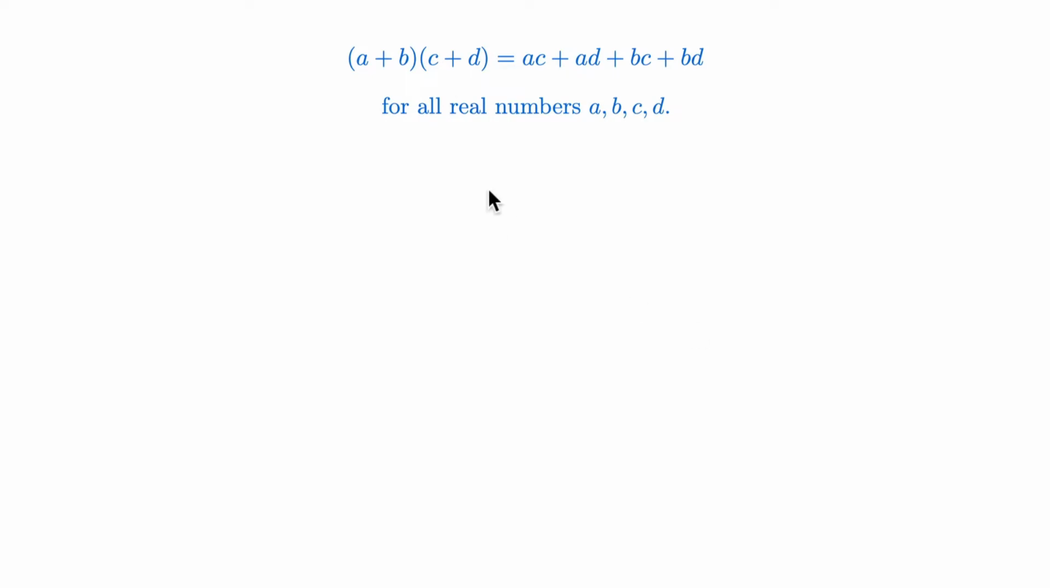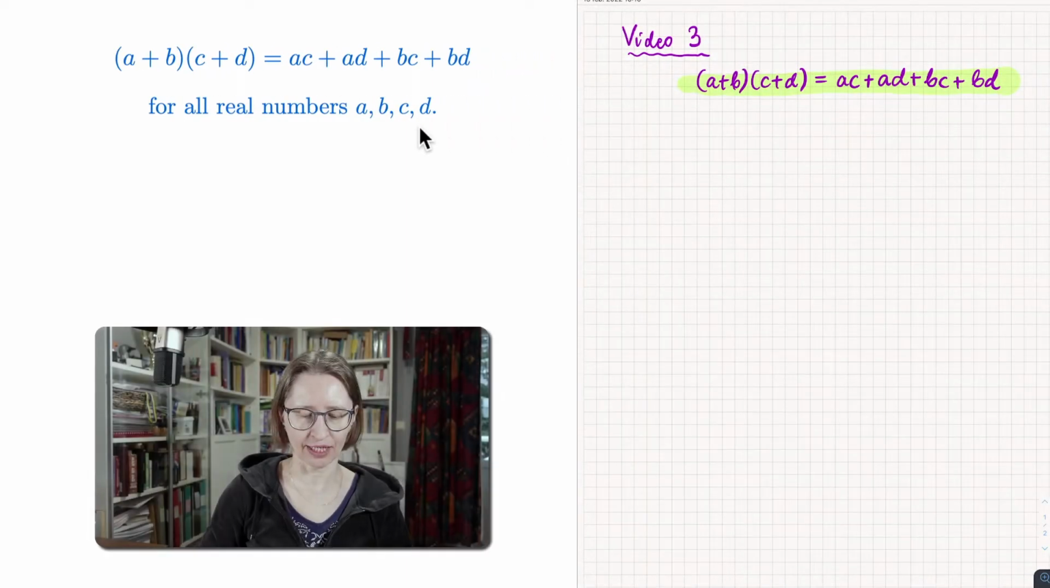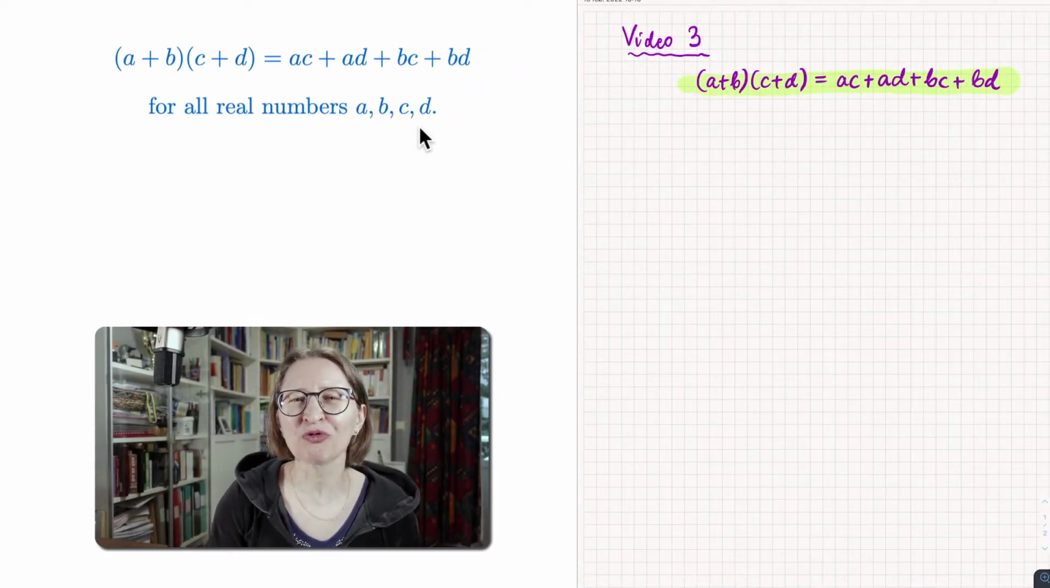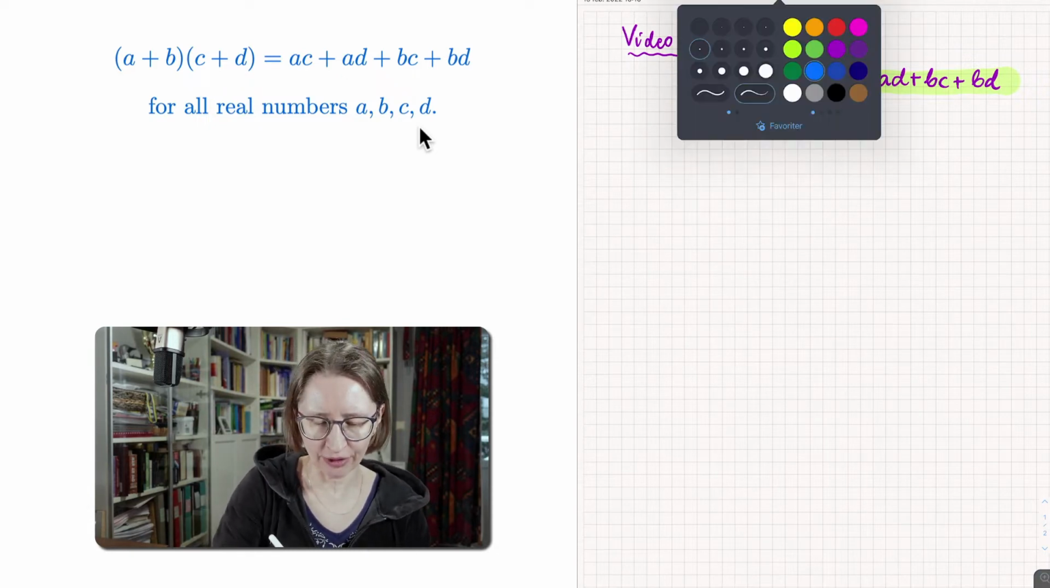And this is the formula I'm going to prove. Here I'm going to prove that (a + b) times (c + d) is equal to this expression. And this holds for all real numbers a, b, c, and d. And before I start proving this, I would like to comment.